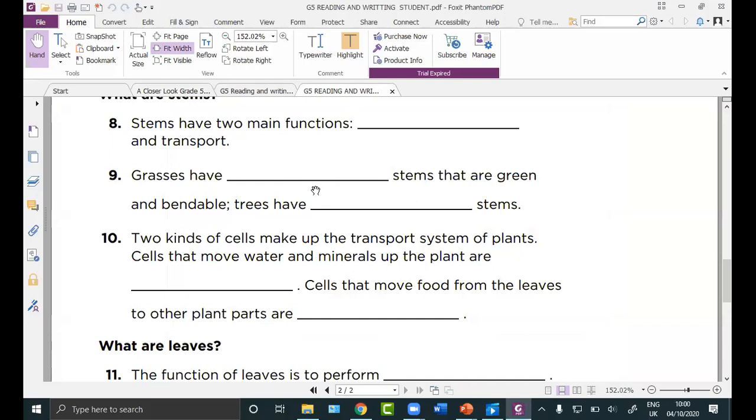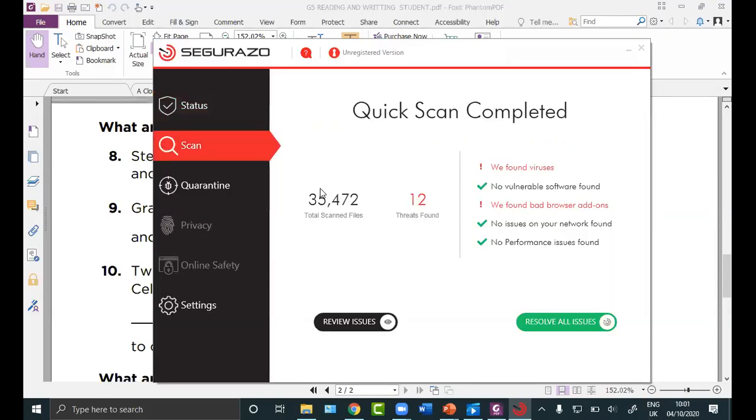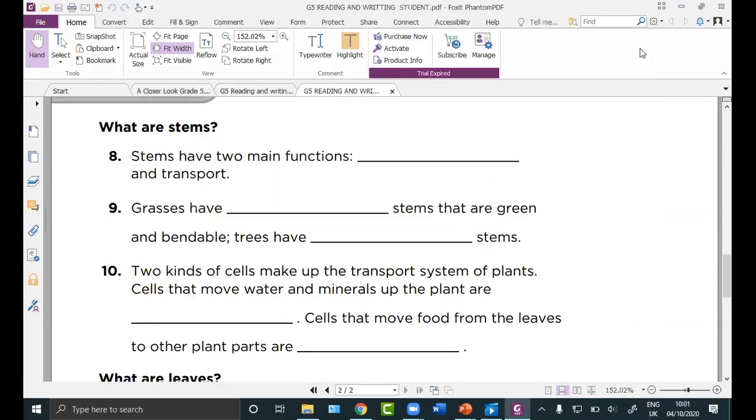Open your workbook, page 13, page 14. Question number 8. What are stems? Stems have two main functions: support structure and transport. Page 14. Now, number 9.